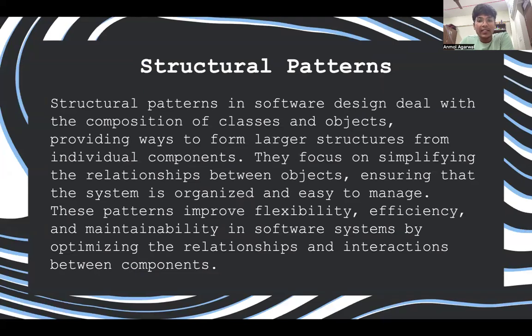Structural patterns in software design deal with the composition of classes and objects, providing ways to form larger structures from individual components. They focus on simplifying the relationships between these objects, ensuring that the system is organized and easy to manage. These patterns improve flexibility, efficiency, and maintainability in software systems by optimizing the relationships and interactions between components.